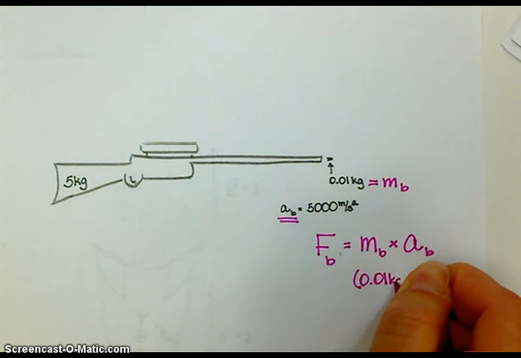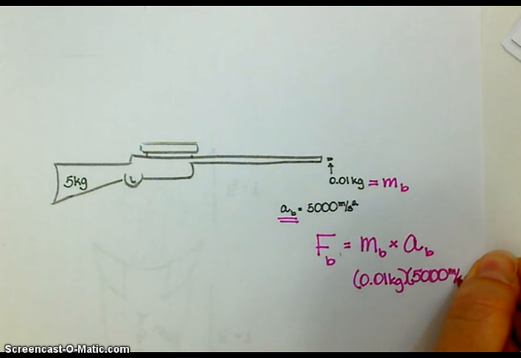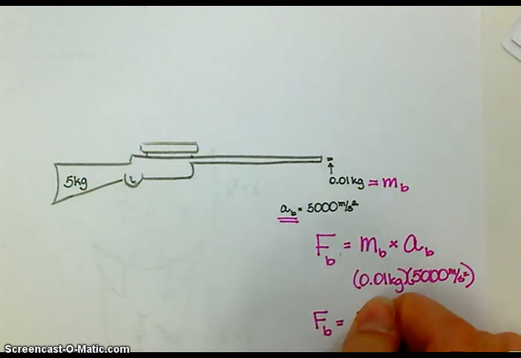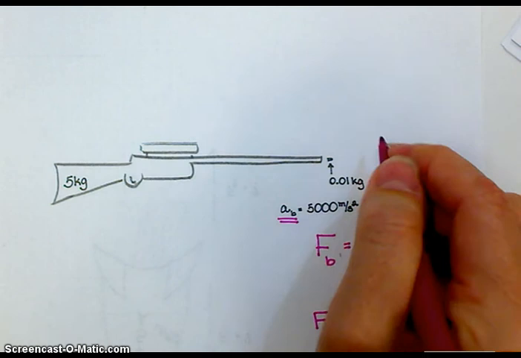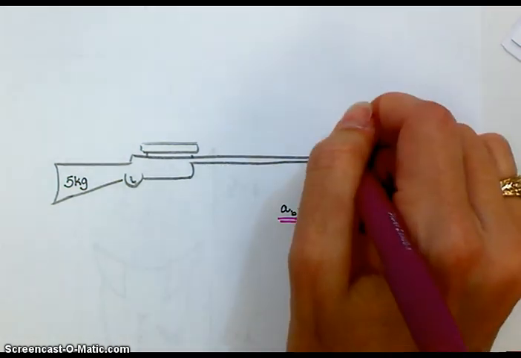So that's going to be 0.01 kilograms times 5,000 meters per second squared. Really, 0.01 is 1/100th, and that just tells me I need to move the decimal to the left twice. So the force on the bullet is 50 newtons. And which way? It's oriented this way because that's the way that the bullet is accelerating.